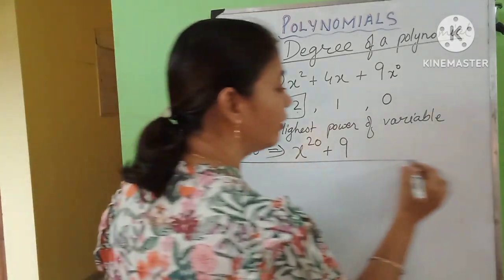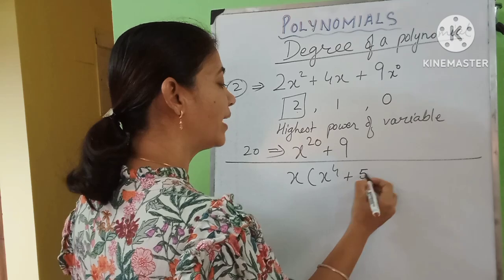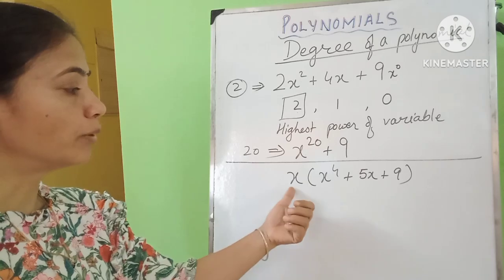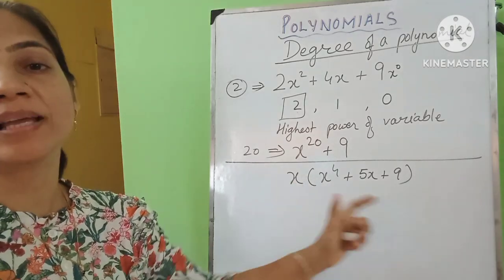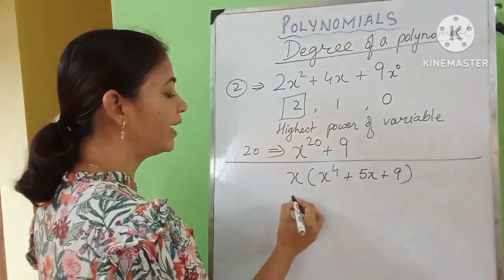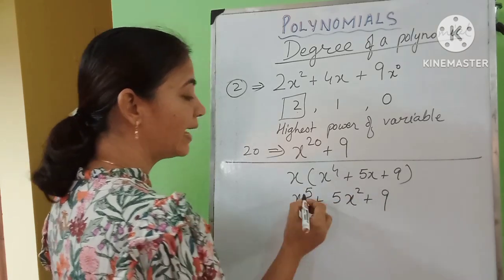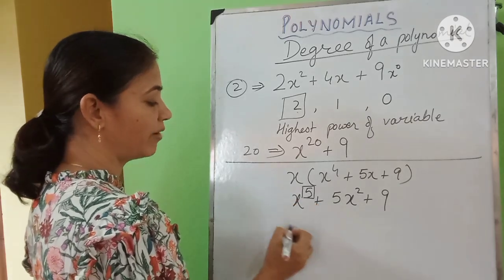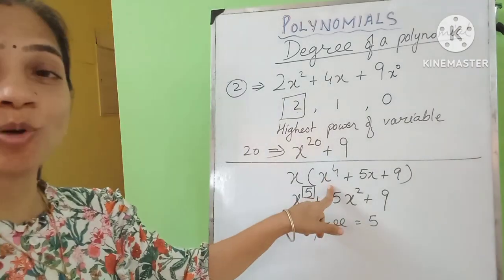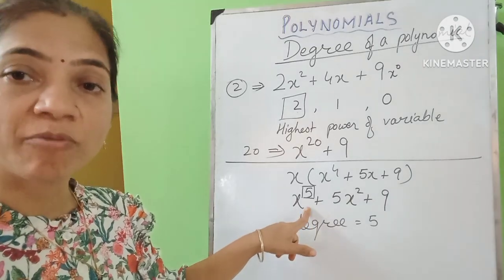But what if I give you a polynomial like this: x into (x to the power 4 plus 5x plus 9). What's the degree of this polynomial? First you should multiply it and get the polynomial in the general form. So no multiplications in between, there should be only terms. When you multiply, it becomes x to the power 5 plus 5x to the power 2 plus 9, and then the degree is 5. Don't simply judge the book by its cover. This is not a polynomial of degree 4, whereas this is a polynomial of degree 5.